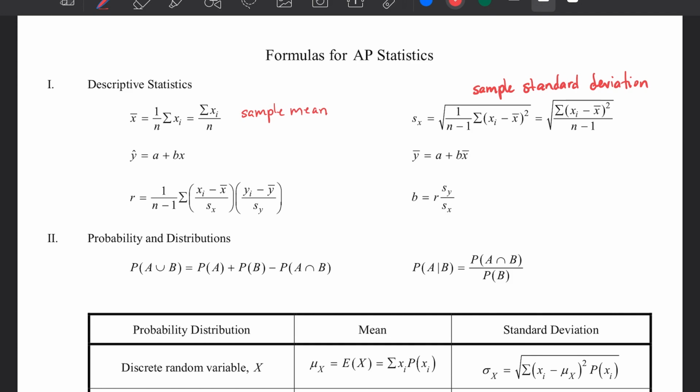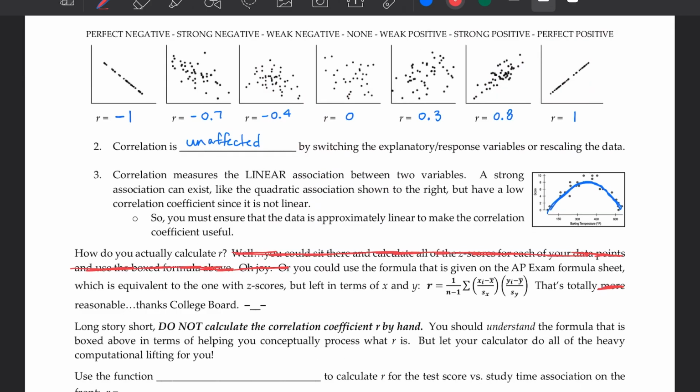So right here, this R equals, this is the correlation coefficient. That's how you calculate that. Fun fact though, don't do it. Don't actually do it by hand. I have no idea why it's there. It's like the same thing with standard deviation. What's the point if your calculator can do it? And your calculator can do it. So we're going to talk about how to do that in just a moment.